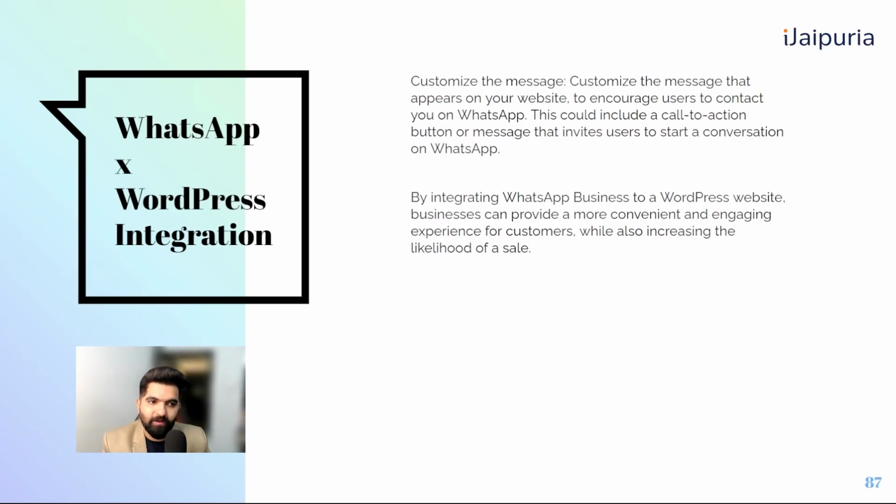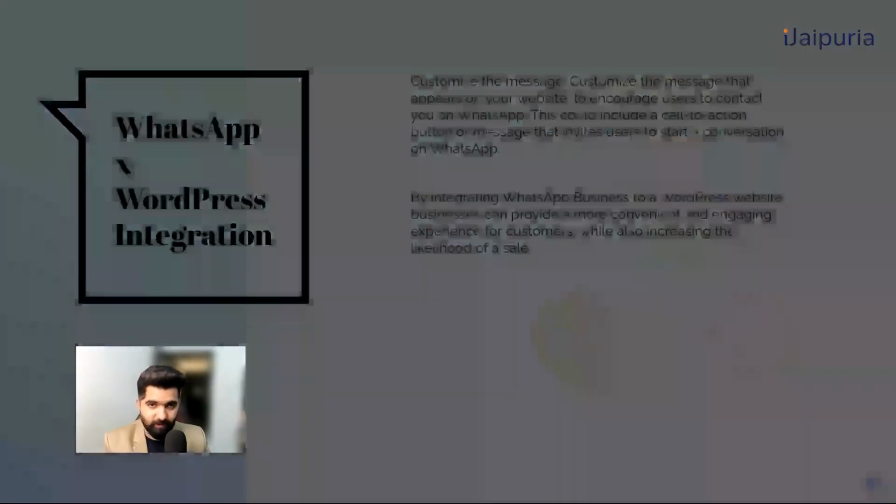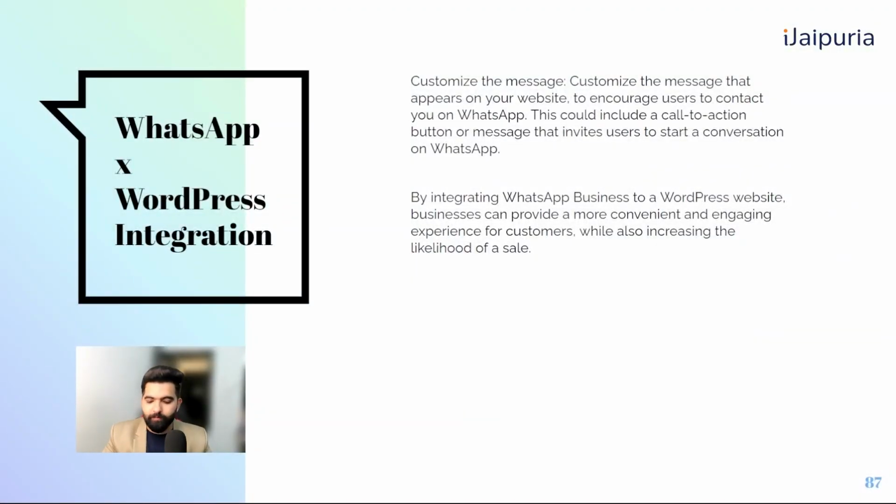Customize the message. Put some good CTA button. Put some nice logo of WhatsApp on your website. Everything should be smooth. Now let me show you how to integrate WhatsApp through WordPress.